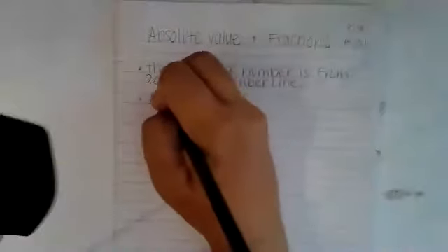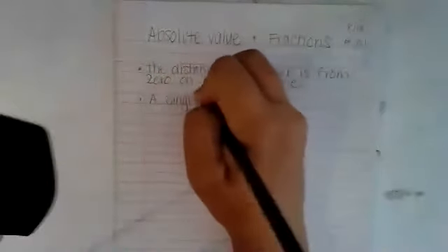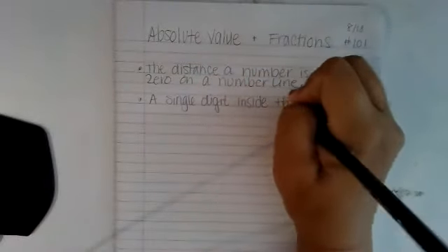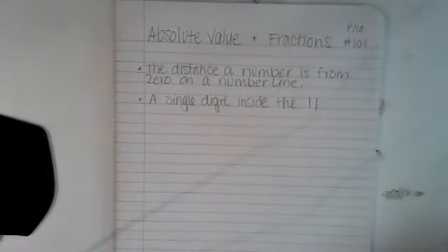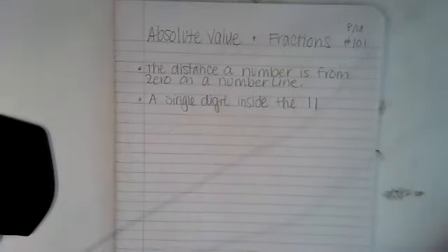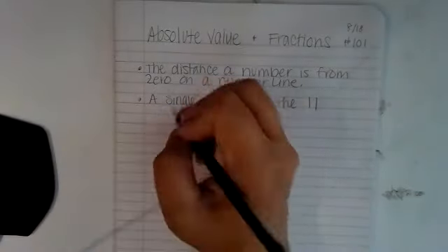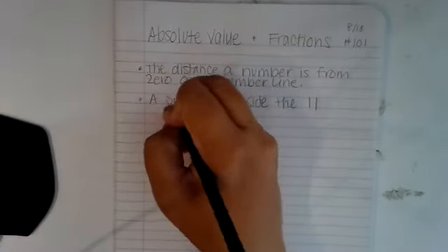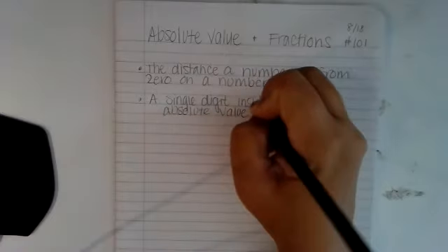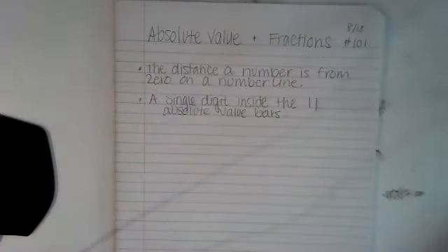We always need to make sure that we get down to a single digit. There should be a single digit inside the absolute value bars. These are what absolute value bars look like. So inside the absolute value bar.